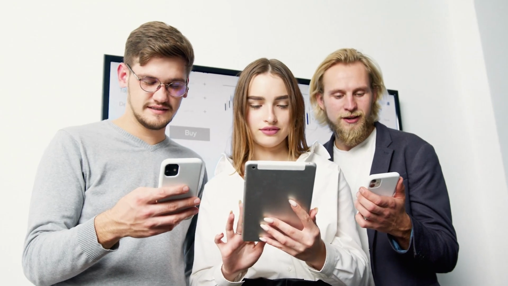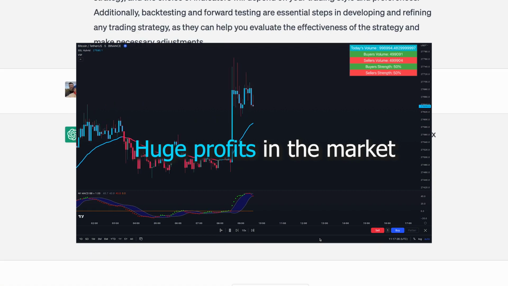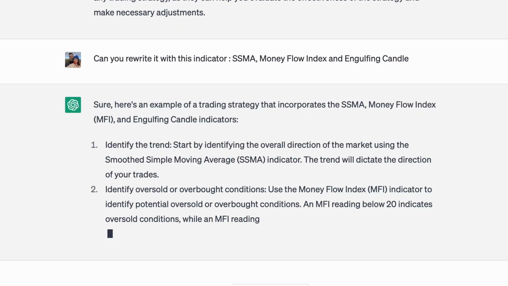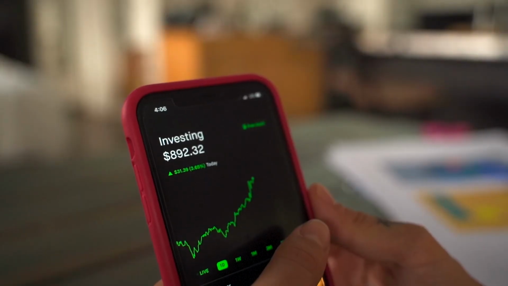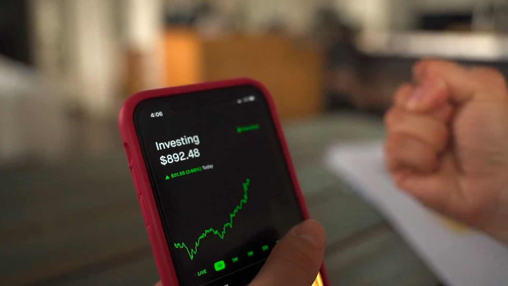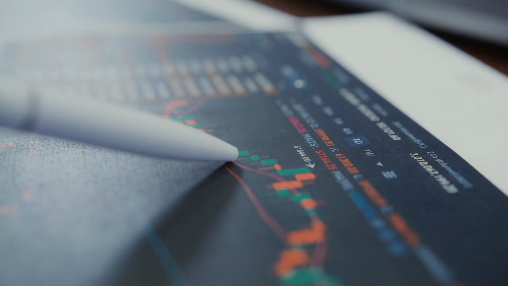Get ready to witness a groundbreaking trading strategy that has made huge profits in the market, created by none other than ChatGPT. With its advanced algorithms and predictive capabilities, this strategy has consistently outperformed other trading methods, bringing massive financial gains to those who use it. Don't miss out on the opportunity to transform your trading results and start earning big.